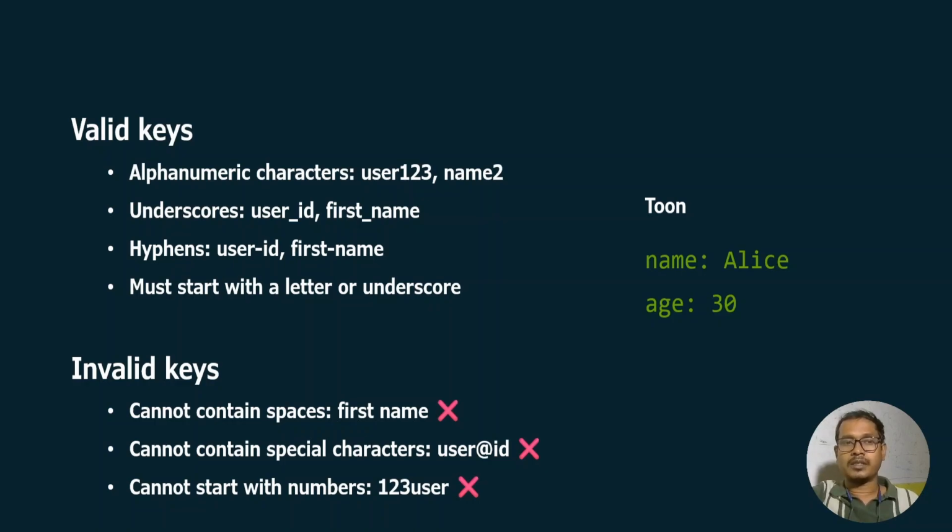There are some restrictions while using keys. Your keys cannot contain spaces, like "first name". You cannot use special characters in your keys either, like "user@id". Those you cannot use in TOON format. Then, as I said, your key should start with a letter or underscore, not a number, so you cannot write a key like 123users.